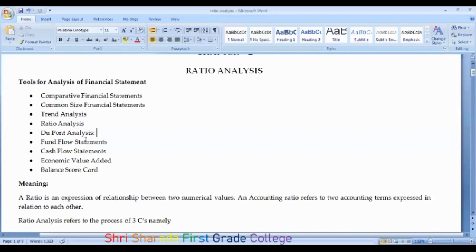In the case of the fund flow statement, all the transactions are considered, and in the case of the cash flow statement, only the cash items are considered and the analysis is made. And what is economic value added? Economic value added is especially introduced to estimate and identify the firm's economic profit.